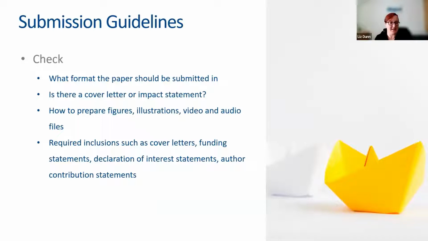So, as I said, journals typically have their own submission guidelines, which cover the format to submit your paper in and also what is required. It's really worth reading these through and making sure you have all the information in your submission, because if you don't, the manuscript may be sent back to you and the peer review may be delayed. And this can cover things like how to prepare your figures, what to include, such as cover letters, funder information, declaration of interests, and that sort of thing.